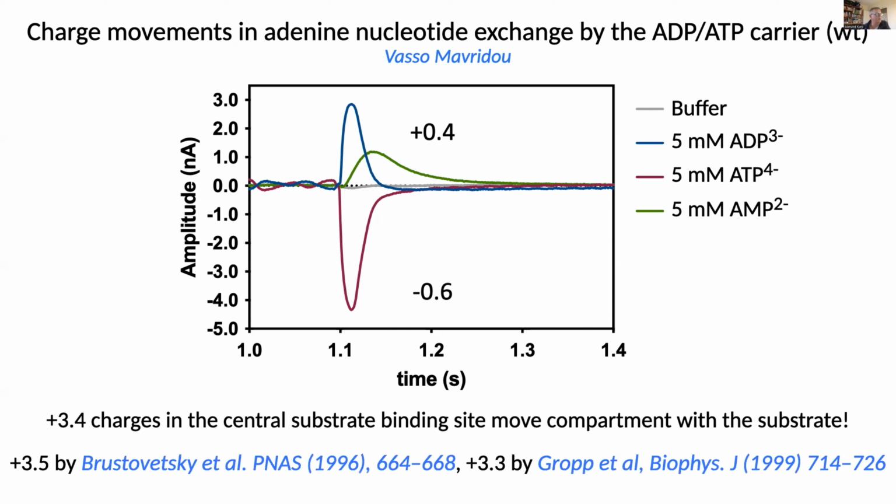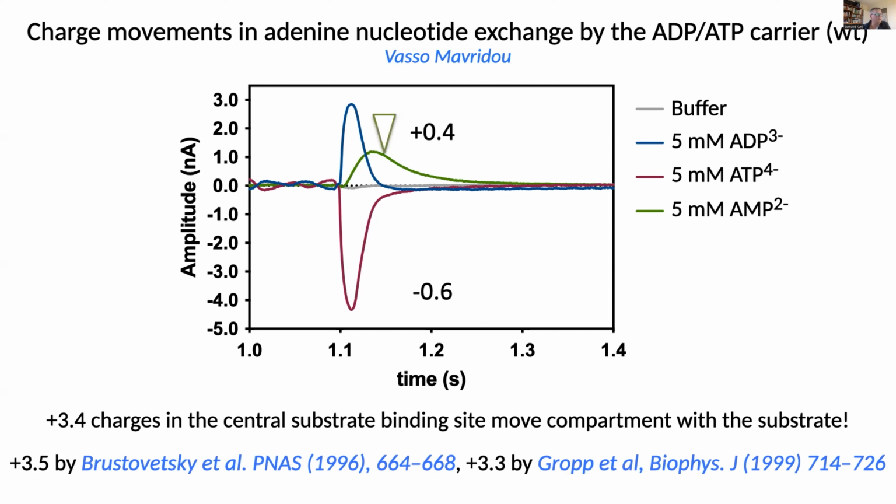Now, another thing I want to point out is that these values that we've measured match beautifully well with the pioneering work of Brustovetsky in Ernst Bamberg's laboratory at the time, the technique that eventually brought the Nanion devices. They measured 0.35 and 0.33, which matches beautifully with the values that we are getting. This was done for the bovine carrier, and the one that we've done is for the fungal carrier, but it shows that the basic principles apply to both.